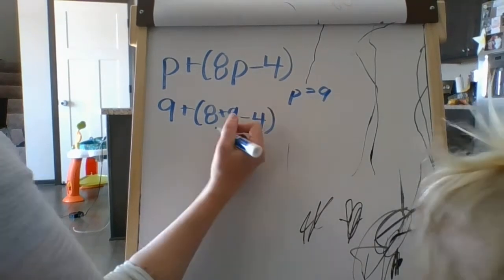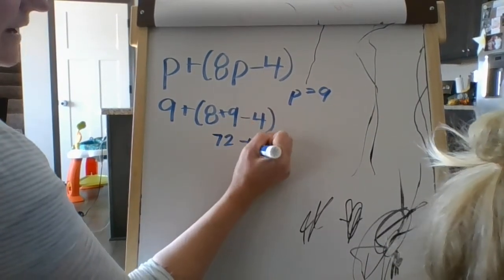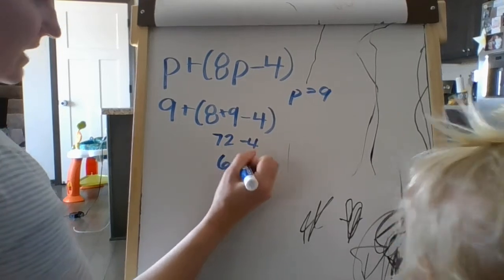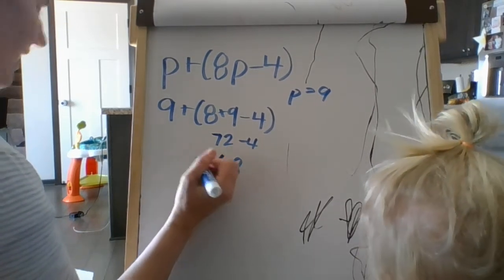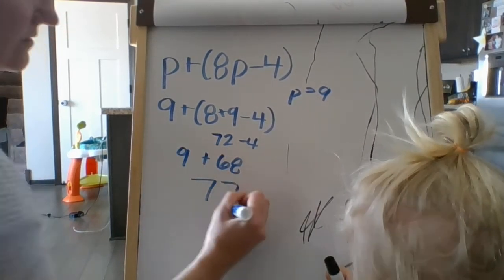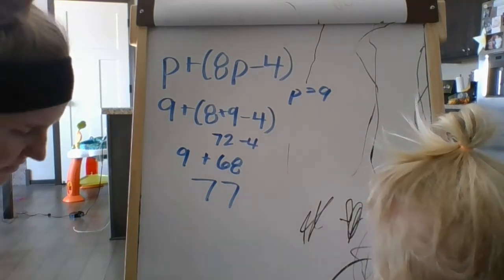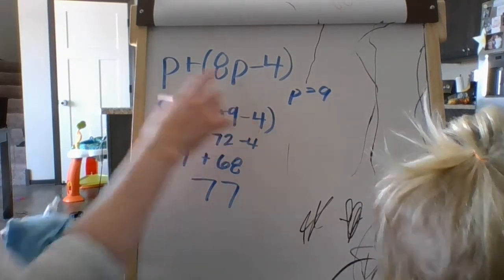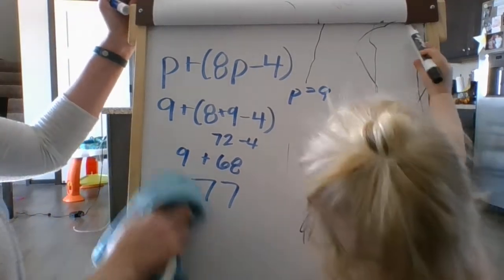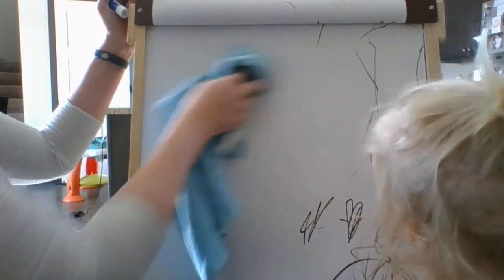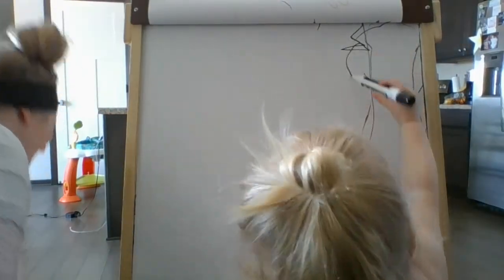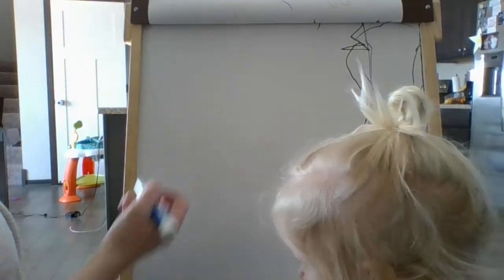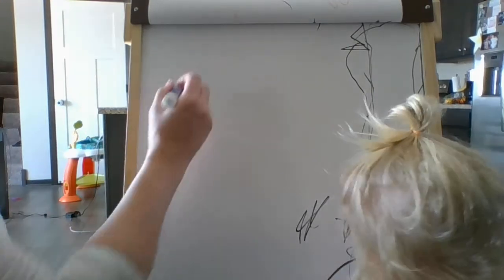8 times 9, which is 72, minus 4, what do we get? 68, plus our 9, which would equal 77. Okay, so there are going to be some problems where you have to replace both of the variables. Keep in mind our lesson from the other day with our order of operations, that you do have to follow those operations. You guys, a big part of your assignment is going to be filling in a grid that's going to look like this.